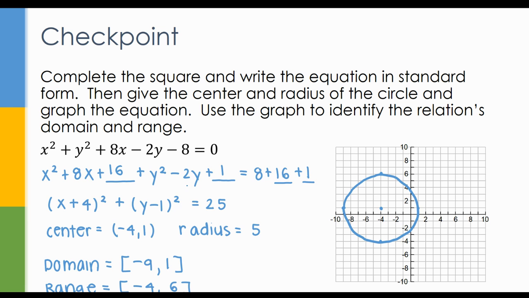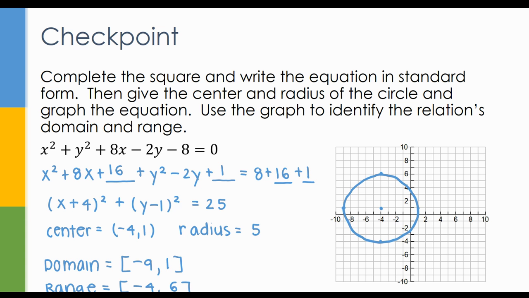Then I have y squared minus 2y. So the -2 got divided by 2 and squared. Well, -2 divided by 2 is -1, but when I square that, I get +1. So if I added 1 to the left, I'm adding it to the right. Well, x squared plus 8x plus 16 factors into x plus 4 quantity squared. y squared minus 2y plus 1 is going to factor into y minus 1 quantity squared. 8 plus 16 plus 1 gives us 25.